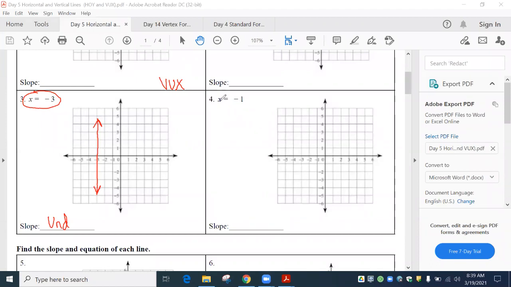All right. Number 4 has a special slope. So I say special slope, it's a special equation. It just has an X. So it's going to be a vertical line once again, crossing -1. And then the U in VUX means undefined slope.